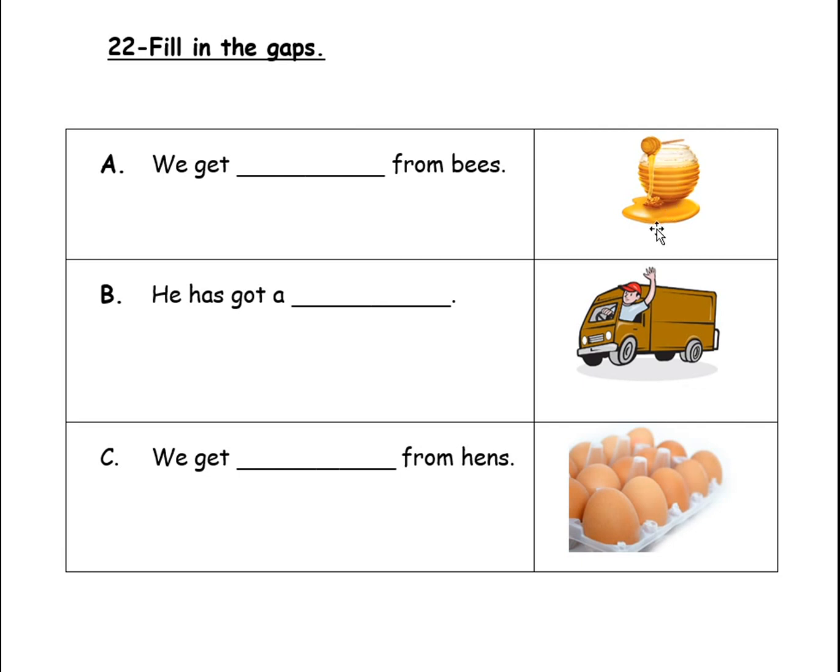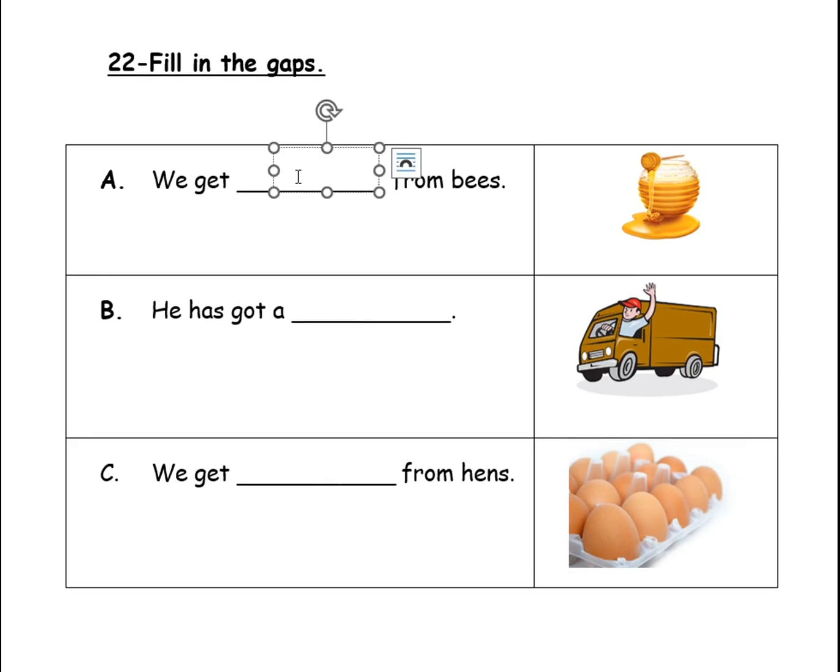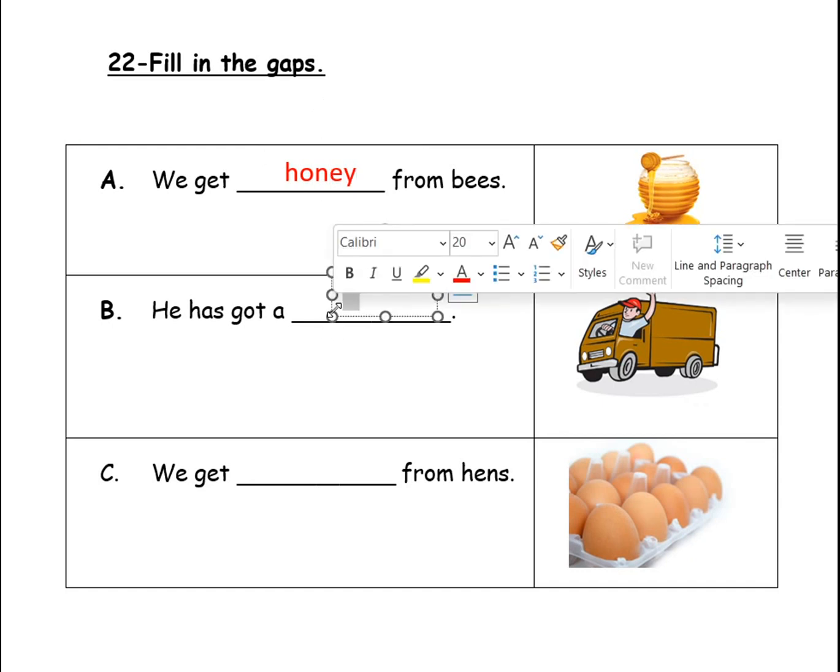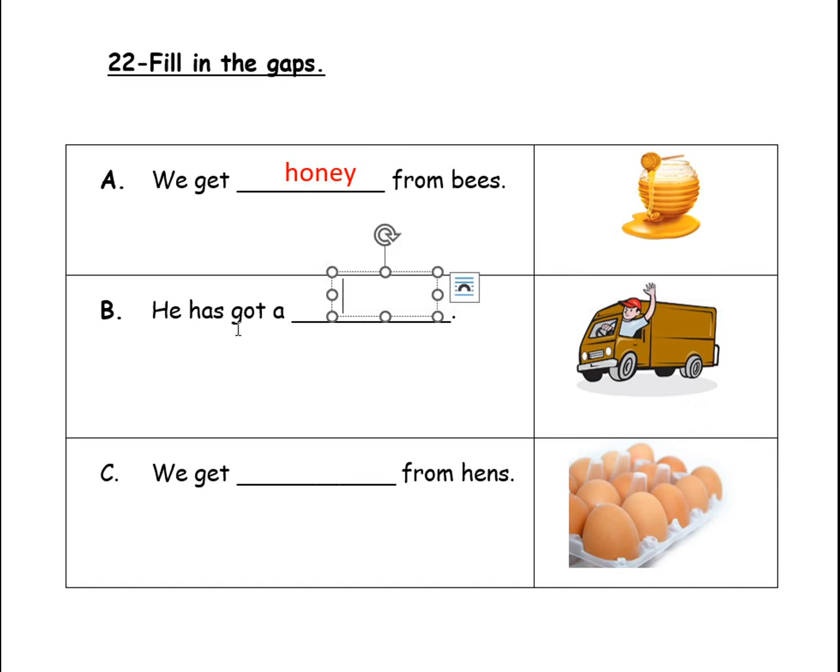For example, we have here honey, and here we have van, and here we have eggs. So here we have honey. We write the word honey. And here we have, he has got a van. And here we have, we get eggs from hens. So this is how we do it. You have to memorize the words.